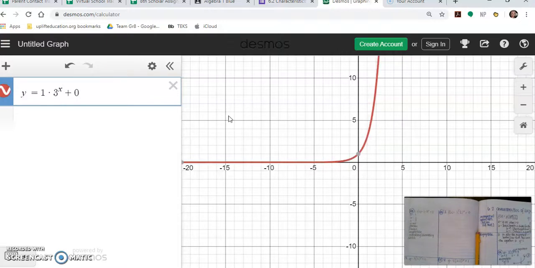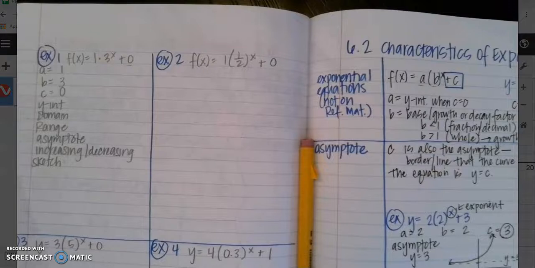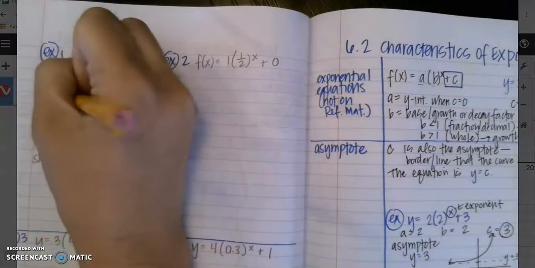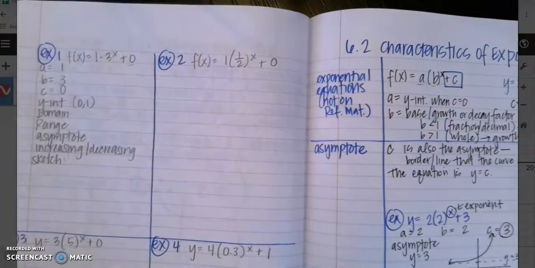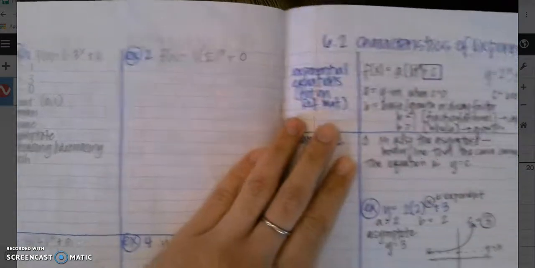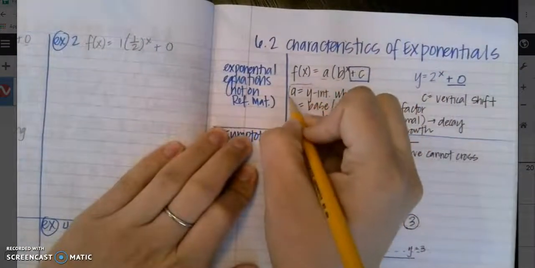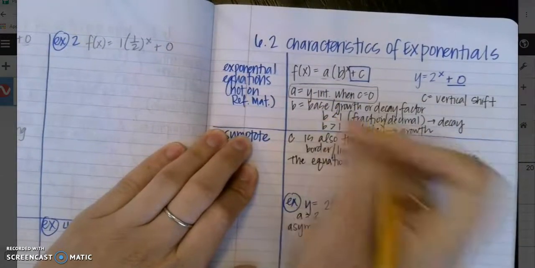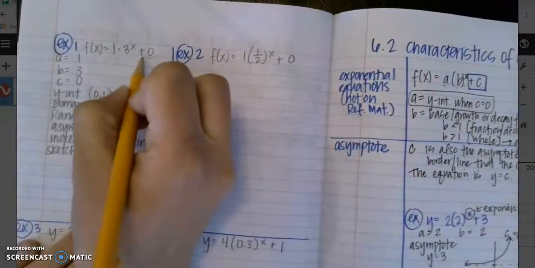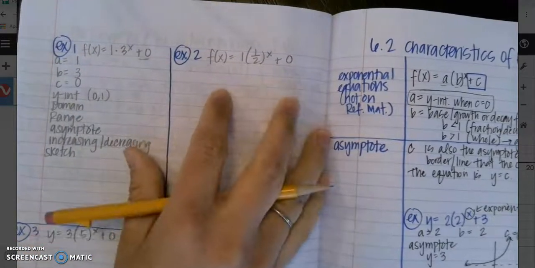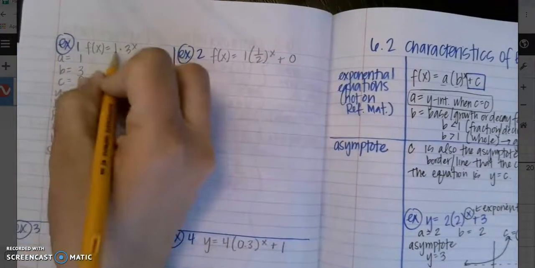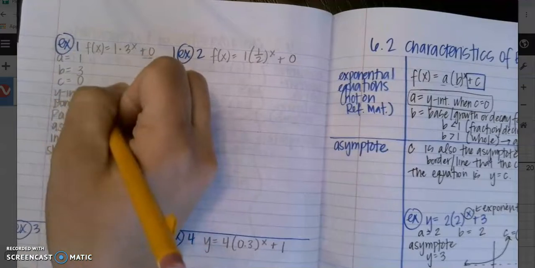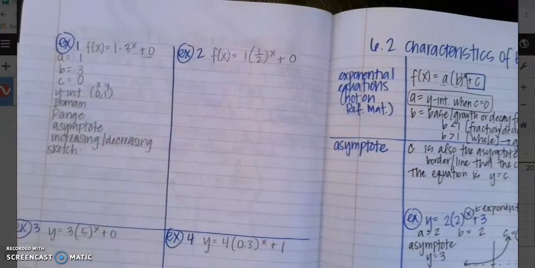So here's my graph. And Desmos makes this really easy because it shows me very simply where my y-intercept is. So my y-intercept is at 0, 1. And as a little trick, going back to your notes, your y-intercept is your A value when your C value is 0. And because in this example I have a 0 on the back end here and my C is 0, my y-intercept is going to be whatever my number is out front here. And I do want you guys to report it as x, y as a point.